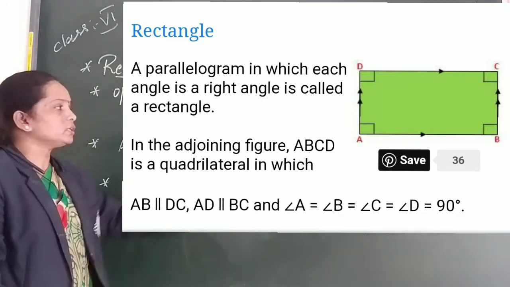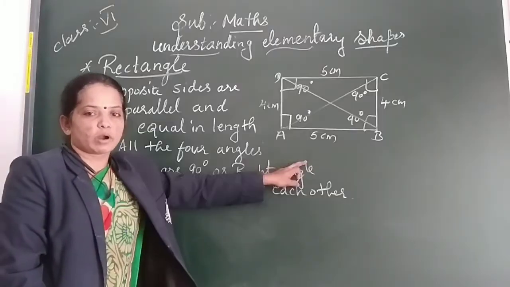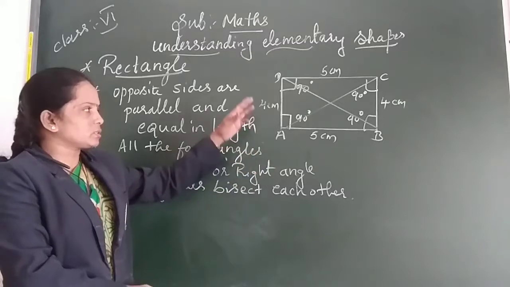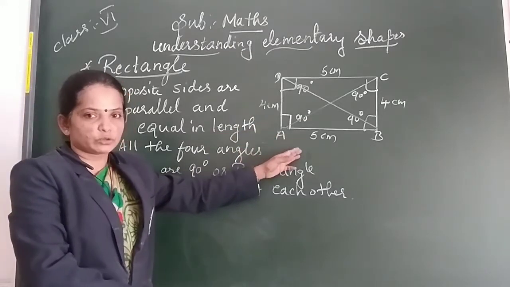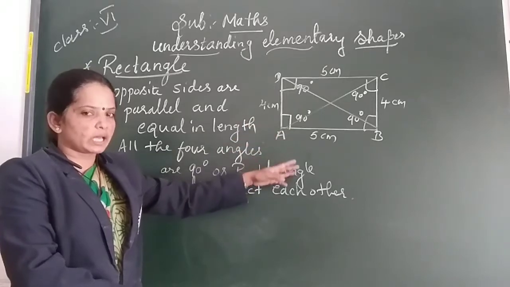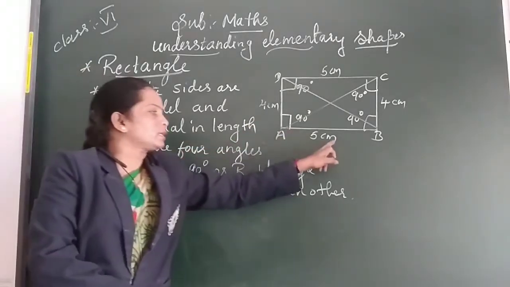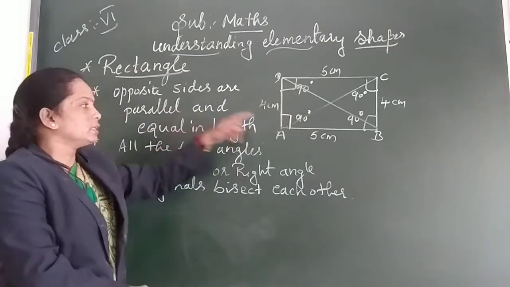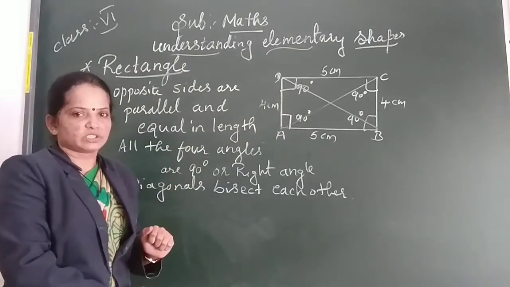Once again I will repeat. A rectangle is a type of quadrilateral as well as a parallelogram. Parallelogram means opposite sides are parallel to each other. In a rectangle, opposite sides are parallel and equal in length, all the four angles A, B, C, D are right angles, and the diagonals bisect each other.